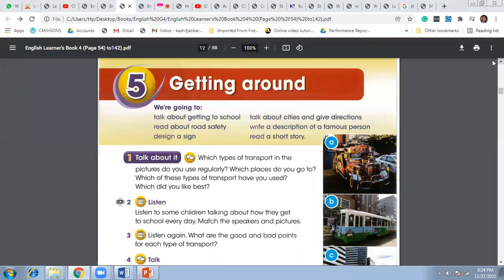So as I said, Unit 5 is about getting to school, how children from around the world get to school. We'll be reading about road safety. We will design a sign and talk about cities and directions within cities. We'll write a description of a famous person and read a short story. So this is all about Unit 5.